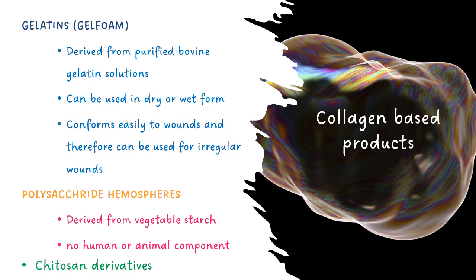And finally, we have the chitosan derivatives. The chitosan derivatives are positively charged polysaccharides derived from shrimp shell chitin. And this is the newer generation of hemostatic medical products that have been shown to achieve early hemostasis as well as improved post-operative healing.